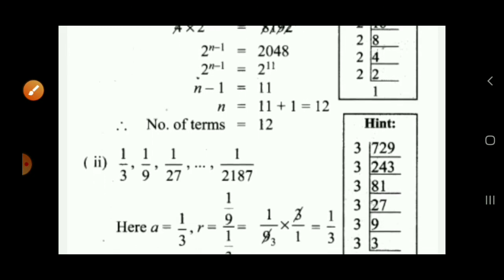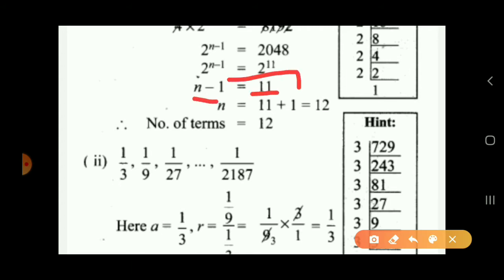Then we get the value of 2048, which is 2 power 11. This 2 power n minus 1 can also be made 2 power 11. The bases are equal, so cancel the 2. The remaining is n minus 1 equals 11. This minus 1 goes to the other side as plus 1, so n equals 12. The number of terms is 12.